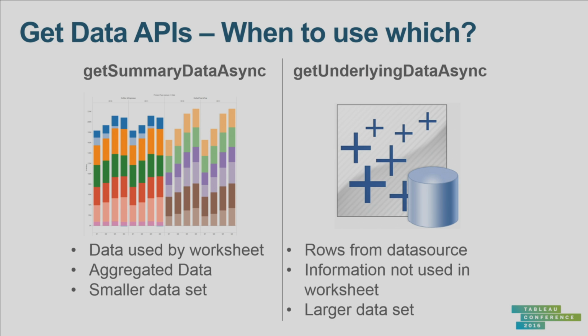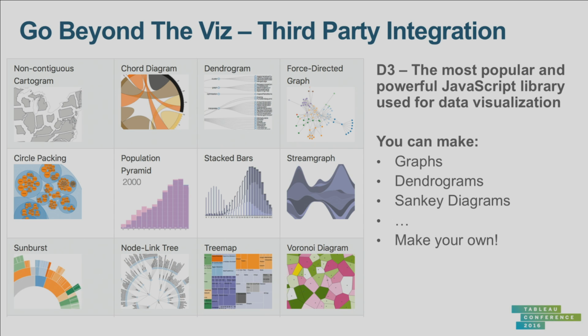So the recommendation that I would make is that if the data that you need is actually in the viz itself, then you no longer have to use getUnderlyingDataAsync, because you can get much better performance using getSummaryDataAsync. But if you do want to use information that is not displayed by the viz, but is in the data source, you can use the getUnderlyingDataAsync method. I will show you a demo with a customized viz later.